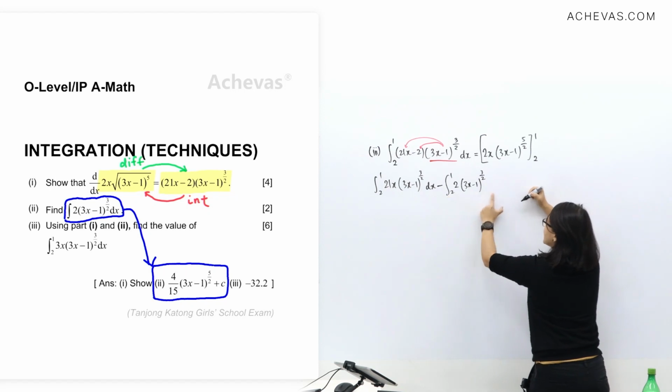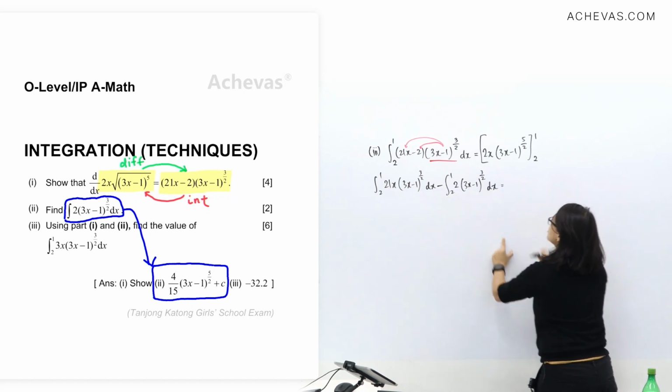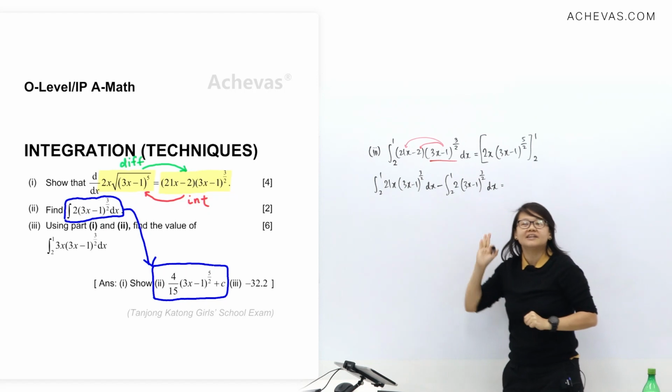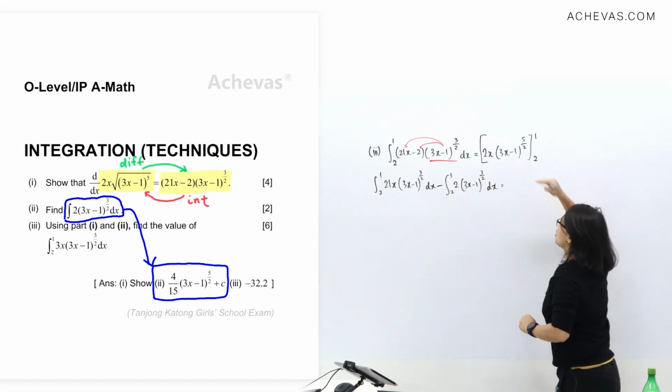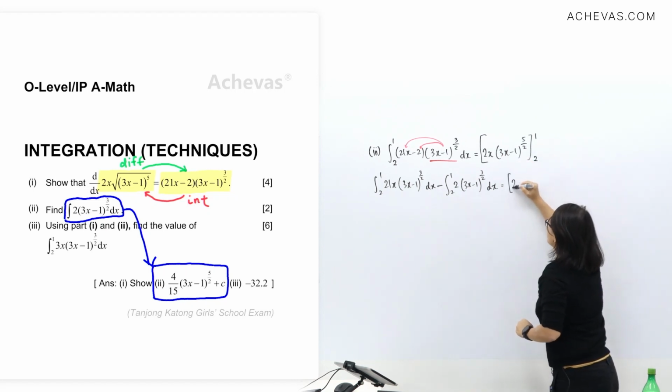And remember integration sign, so close it with dx equals to, what happened on the right is you can substitute 1 and 2. If not, you copy back the same thing. For me, I will just copy back the same thing first.